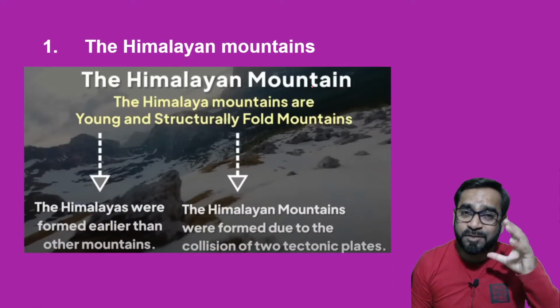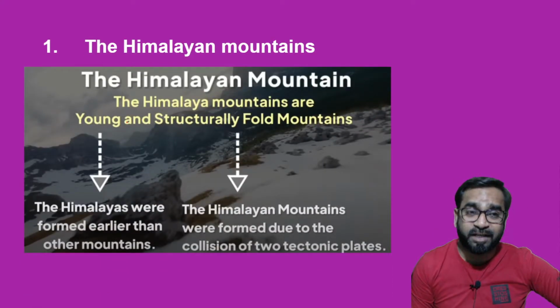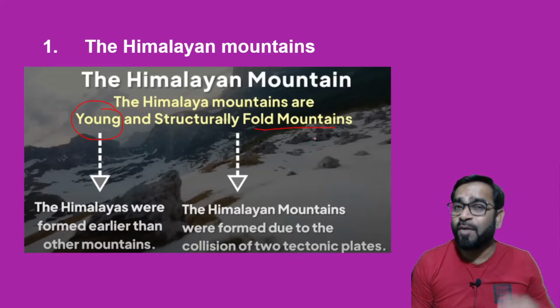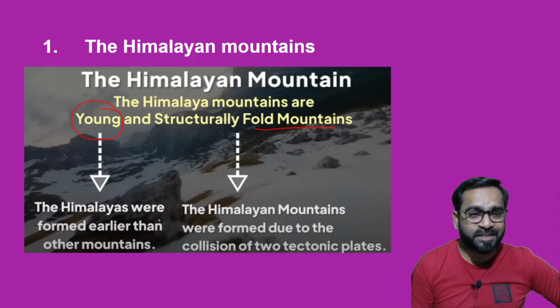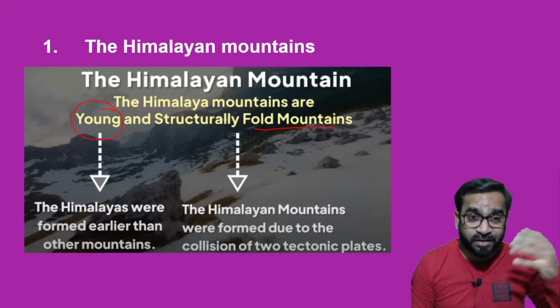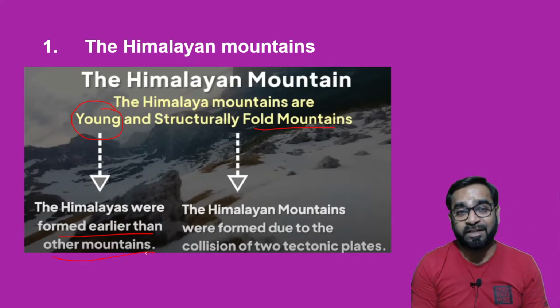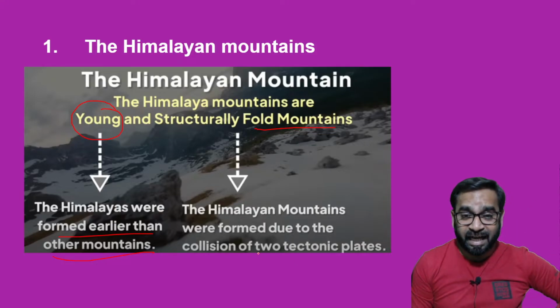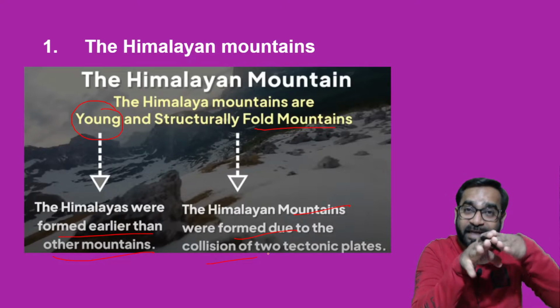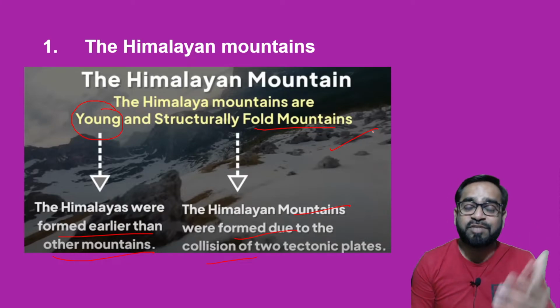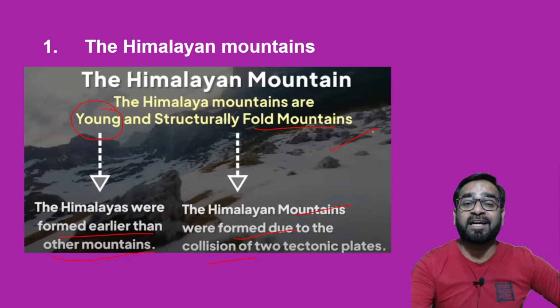The Himalayan mountains are called by 2 different names. The first is young mountains and the second is fold mountains. Why do we call them young mountains? Because, dear students, they were formed more recently than the other mountains. And the Himalayan mountains were formed due to the collision of 2 tectonic plates, so that's why they are called fold mountains. So these are the 2 unique names for the Himalayan mountains: young mountains as well as fold mountains, dear students.